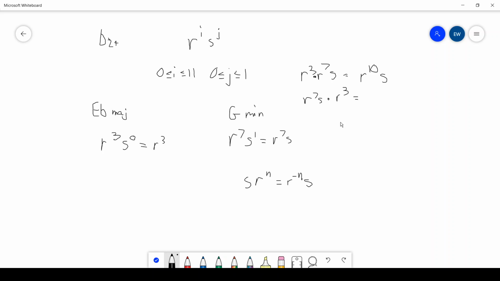So let's apply this rule. We have R7 times SR cubed. If we apply this rule, this turns it into R7 times R to the negative 3 S. And again, R to the negative 3 is the same as R to the 9. This is going to give us 7 minus 3, which is 4. We get R4S.